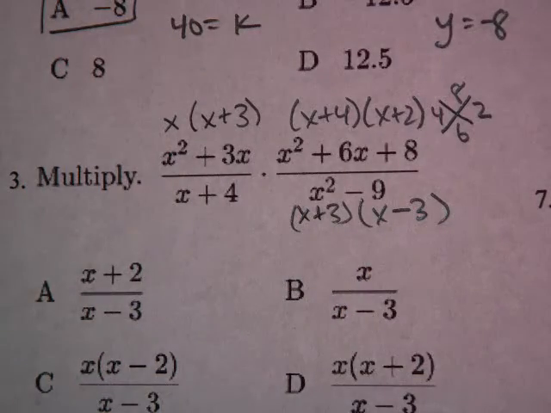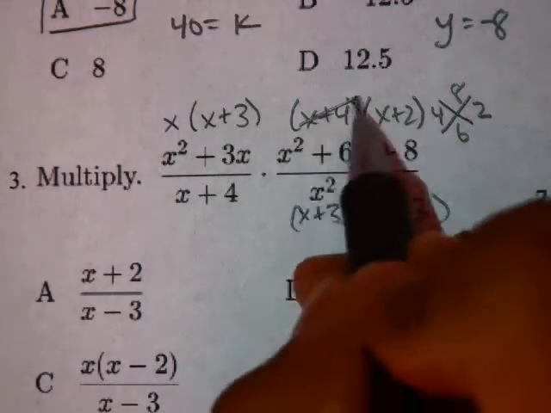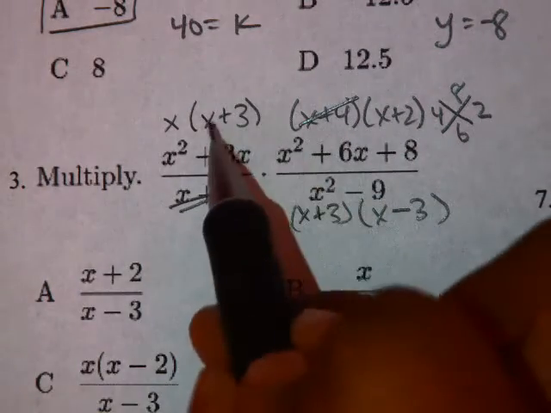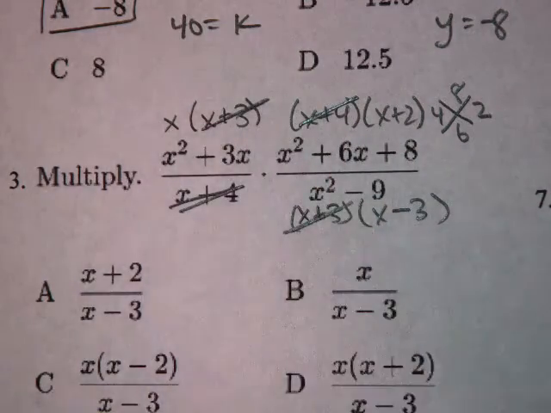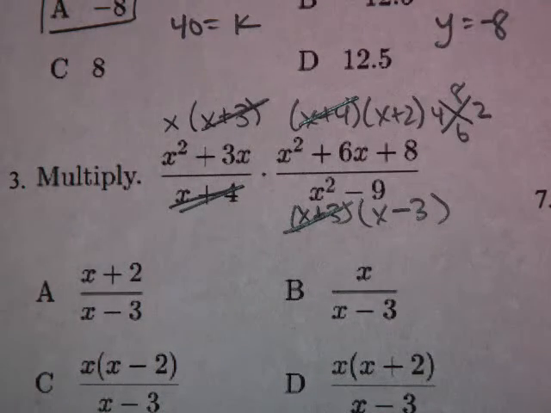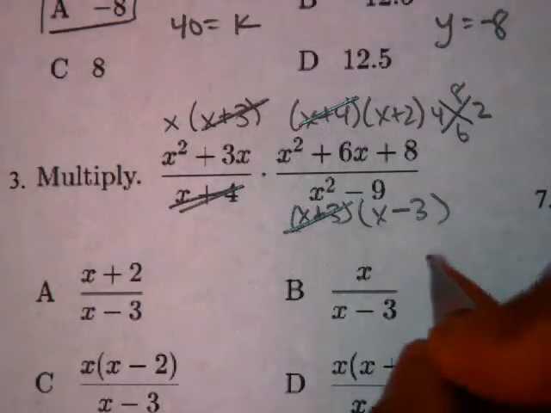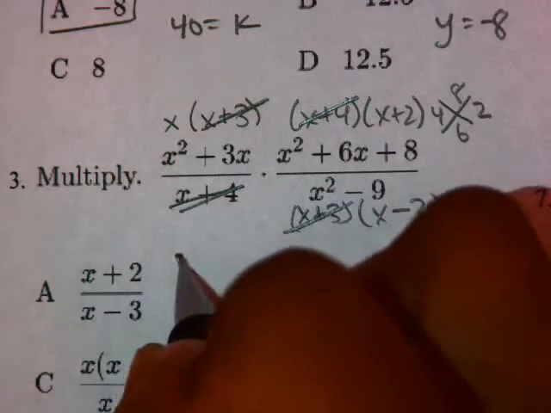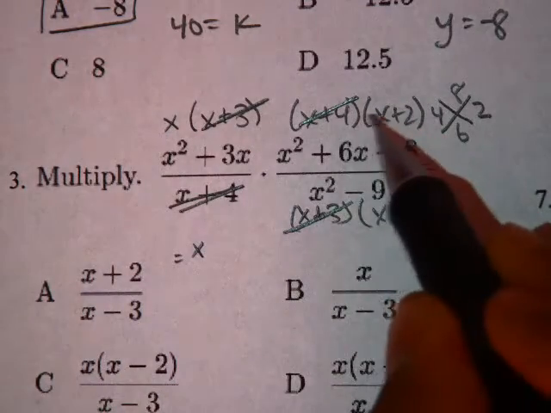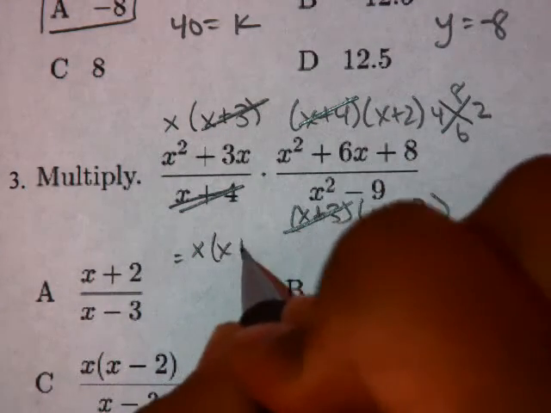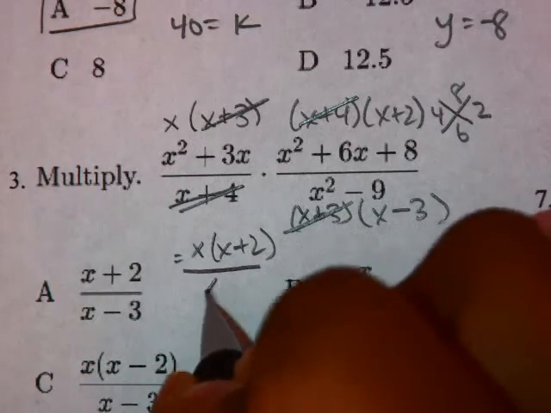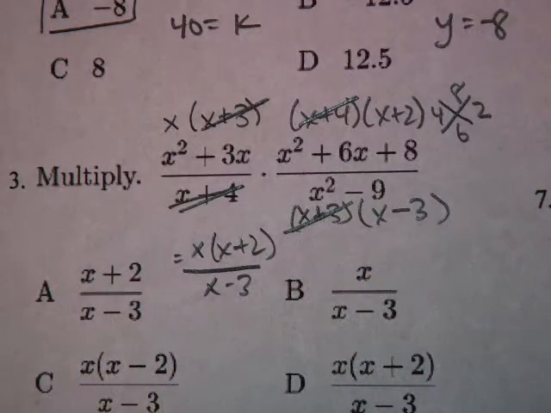So looking for things to reduce, these x plus 4s will reduce. This x plus 3 will reduce. And I believe that's it. So all we have left over is an x on the top, an x plus 2 on the top, and an x minus 3 on the bottom. And that gives us D.